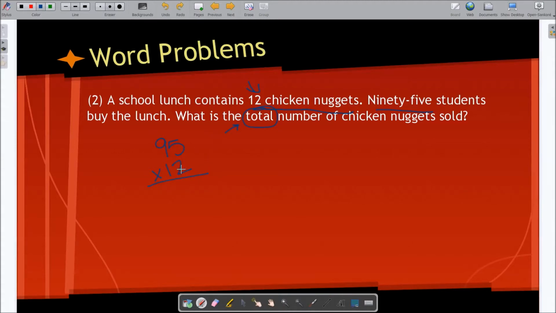student is getting. 2 times 5 is 10. 2 times 9 is 18, plus 1 is 19. I'm going to get rid of this here so I don't get confused. And I'm going to put my 0 down, an extra 0, because now I'm in the tens place. And then 1 times 5 is 5, and 1 times 9 is 9. Add those two together. I get 0, 14, carry my 1, and then 11. So that's a total of 1,140 chicken nuggets.